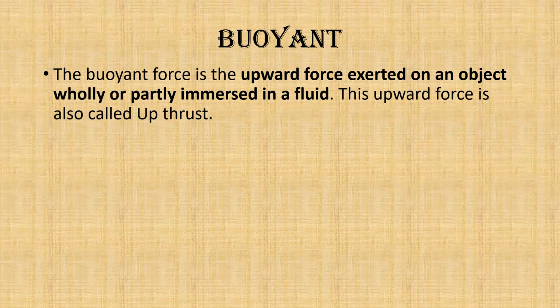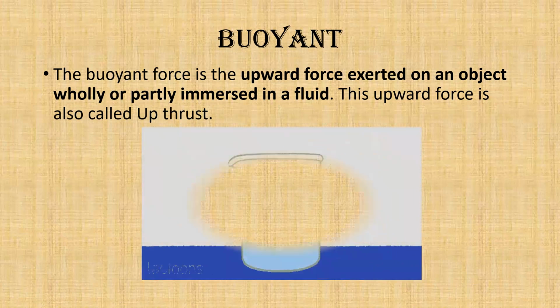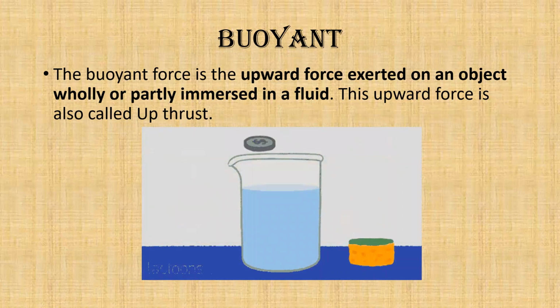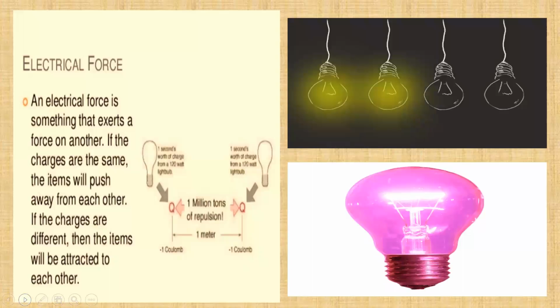So, the buoyant force is the upward force exerted on an object when it is immersed in a fluid, that is in a liquid or water, wholly or partially. This upward force is called thrust or buoyant force. See now, the buoyant force is less here when you compare to the coin, whereas here the upthrust of the buoyant force by the liquid is more, so it is floating. These are called loss of buoyancy.